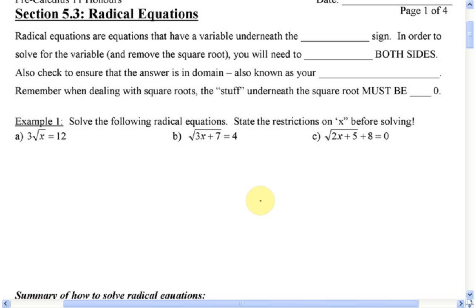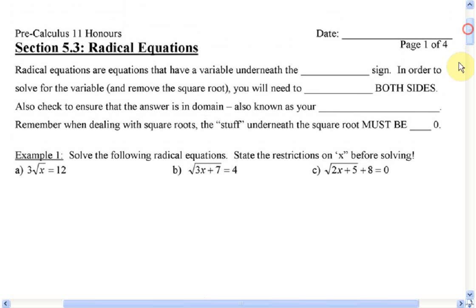This is pretty straightforward, so I want to quickly tell you this. Let's focus, please. Radical equations are equations that have variables underneath the radical sign. They could be square roots, they could be cube roots, etc.